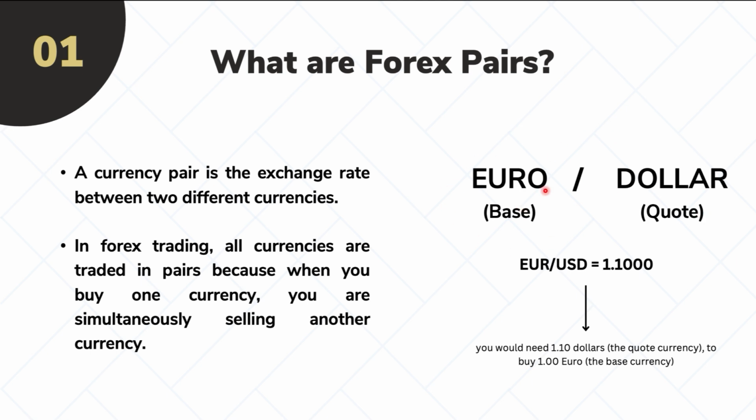We call the first currency in the pair the base currency. And the second one in line, we call it the quote currency. So for example, the euro dollar is currently worth 1.1000. That means you would need $1.10, the quote currency, to buy 1 euro, the base currency.